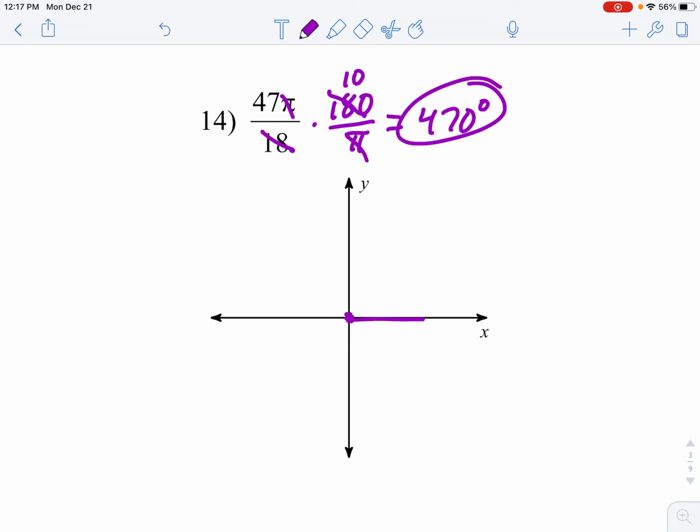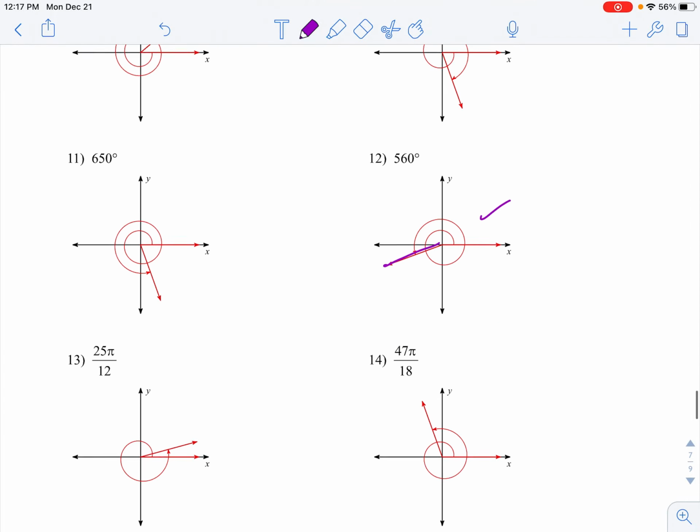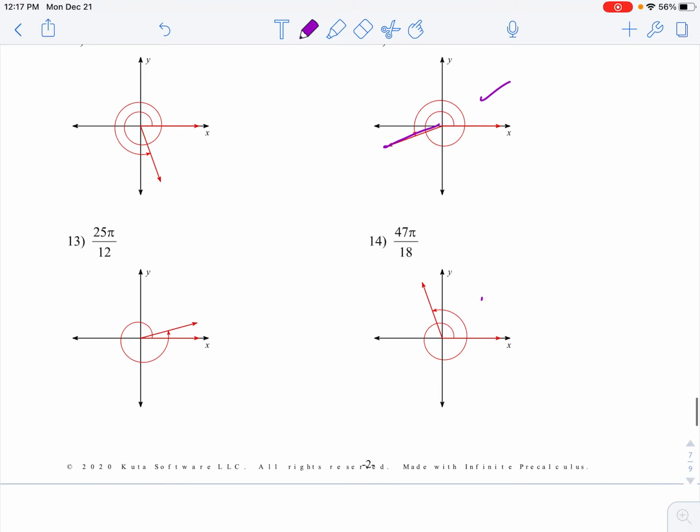So vertex, initial side. I kind of messed that up a little bit. There we go. That's better. Okay, so it's a positive angle. So positive 90, 180, 270, 360. 360 plus 90 is 450. To get to 470, I need to go about another 20 degrees. And that is right about there. So that's what my diagram for number 14 should look like. Where am I? 14, right there.